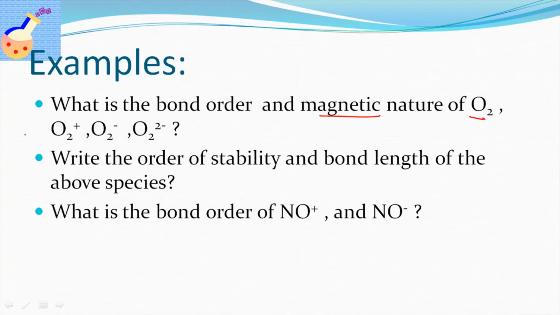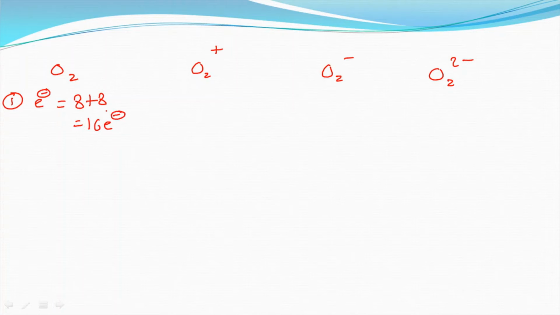Now coming to the example, what is the bond order and magnetic nature of oxygen species, that is O2, O2 positive, O2 negative and O2 2 negative. Let me explain this. We should find out the total number of electrons. How many electrons are there in oxygen atom? 8. 8 plus 8, 16 electrons. So in case of oxygen molecule, 16 electrons are there.